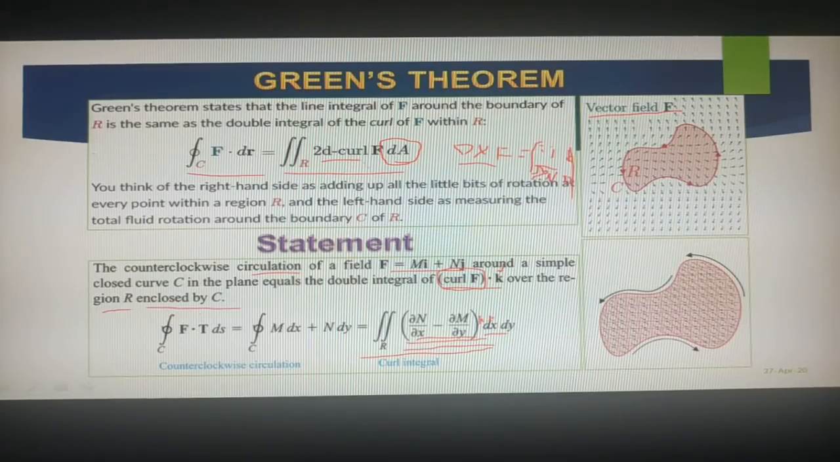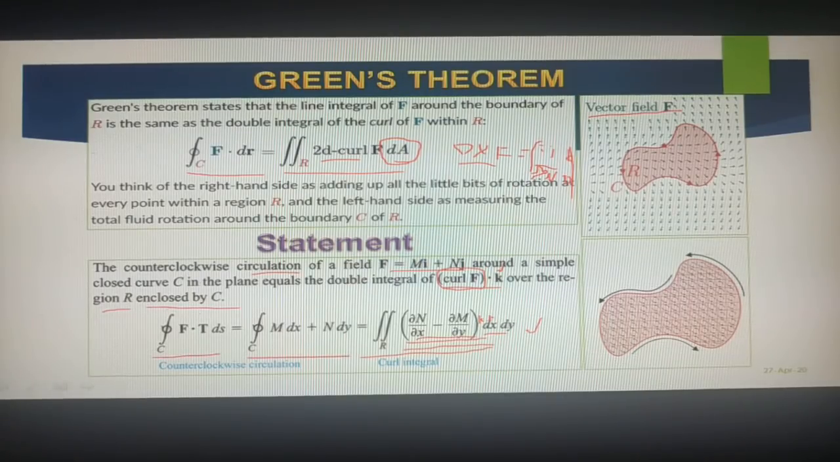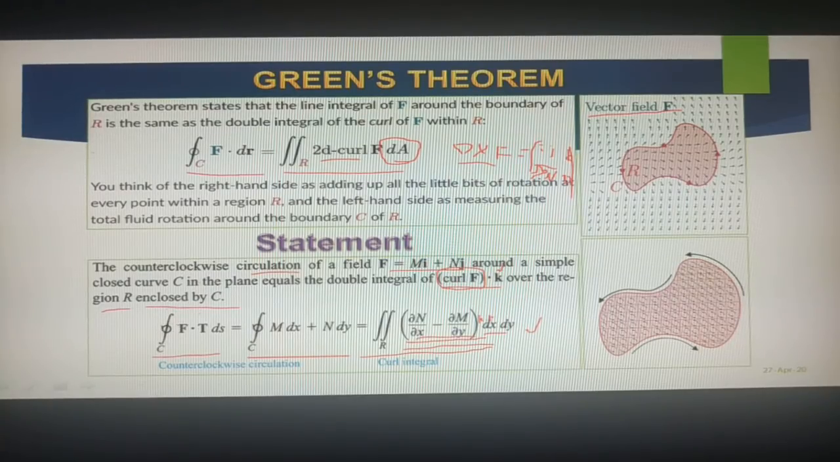If you write curl F dA, or del cross F dA, or ∂N/∂x minus ∂M/∂y dx dy, this has the same meaning. Let us see on the other side how you got this result. As you know, the integral over the closed curve C of F bar dot T ds is the definition of your line integral.